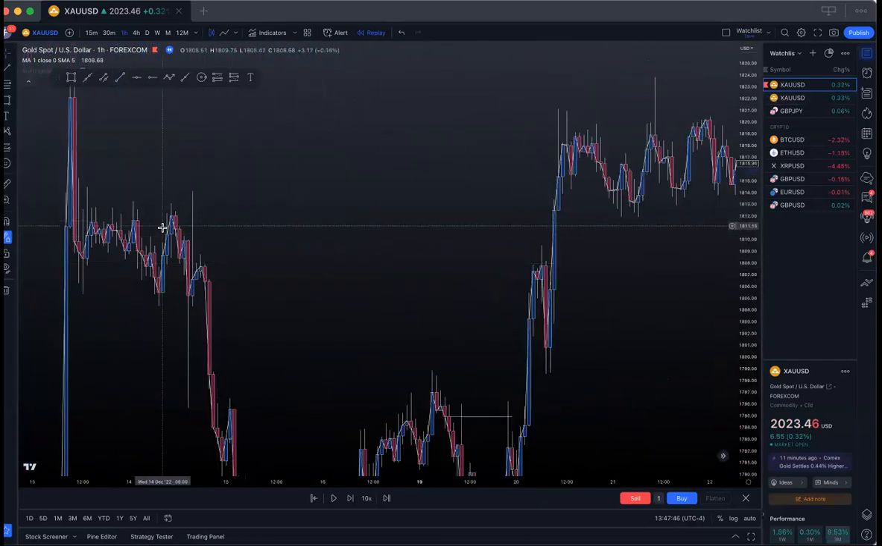See if this level works. No, not really.